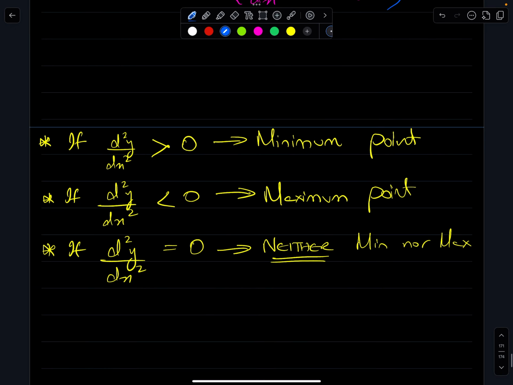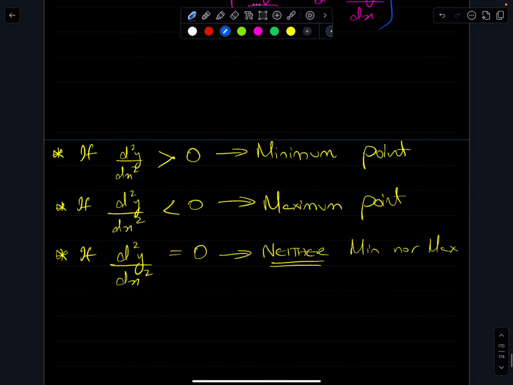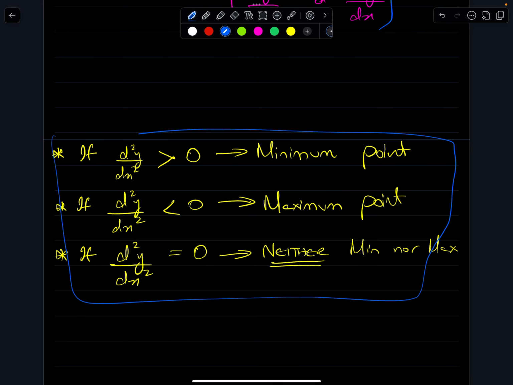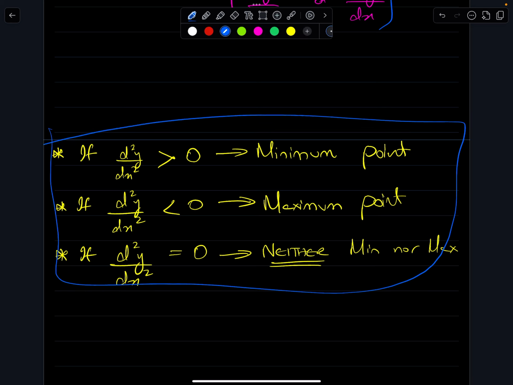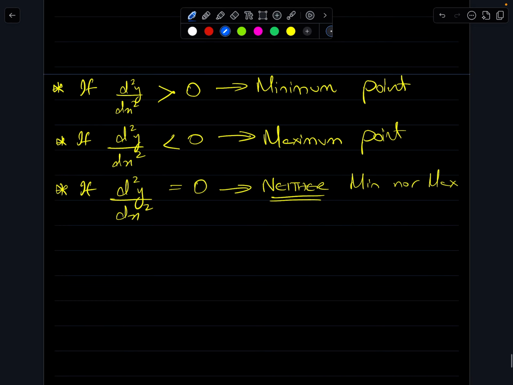And if you get a finite value, it's going to be simple. Simply use these rules. Otherwise, you will have to substitute the value of x again, and I'll teach you how. So, if the double differential is greater than 0, it's going to be a minimum point. If the double differential is negative, it's going to be a maximum point. Else, it's neither a minimum nor a maximum.